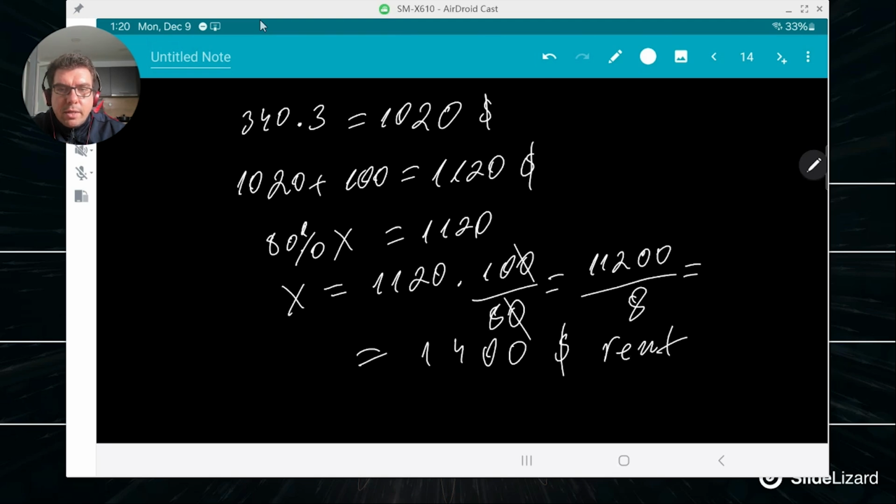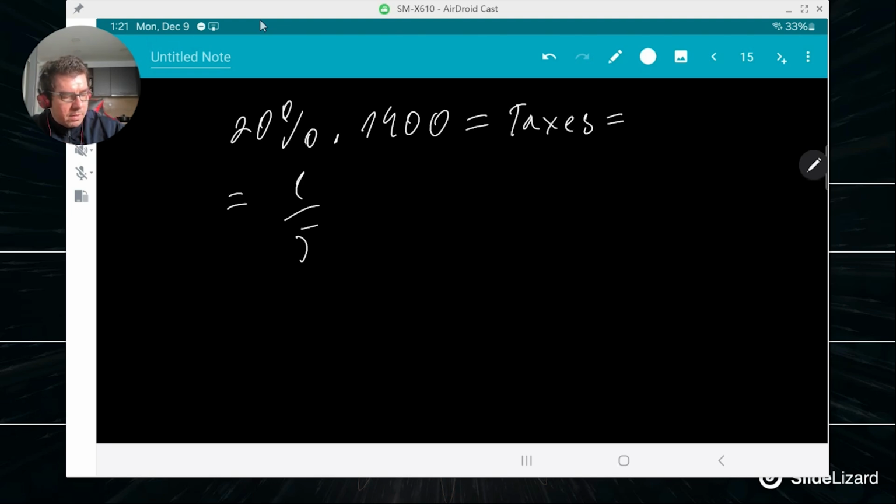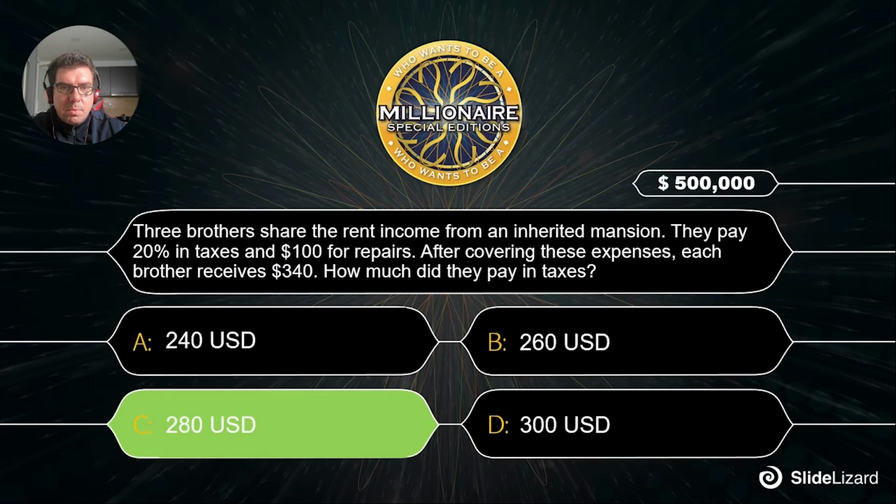and therefore 20% of that is the taxes. Okay, so 20% times the rent equals the taxes, which will be 1/5 times 1400. We divide 1400 by 5. 14 divided by 5 is 2, remainder 4. 40 divided by 5 is 8, and I copy a 0 at the end. 280. Okay. And the last problem.